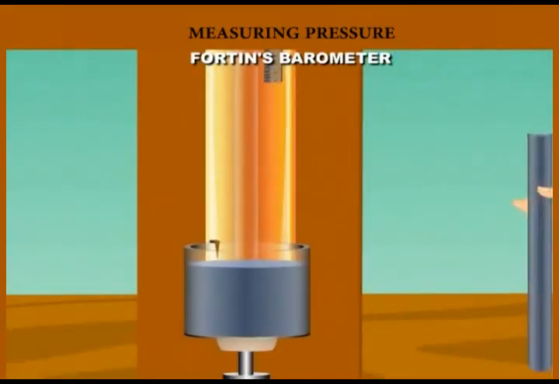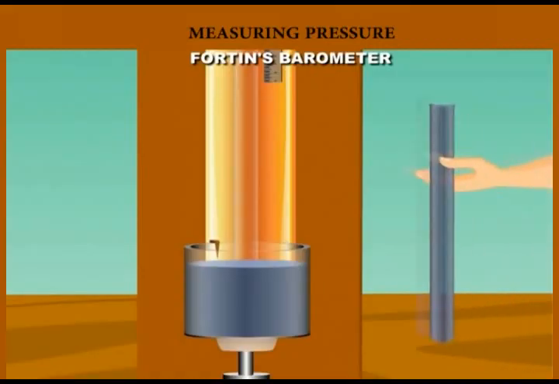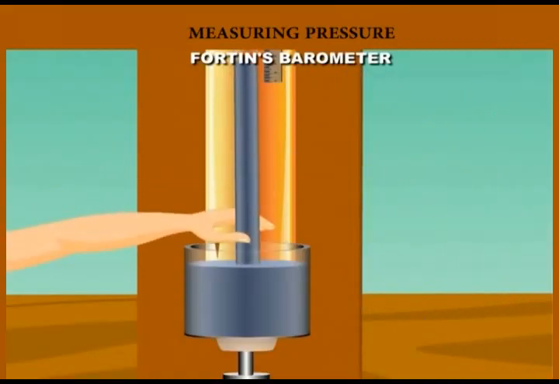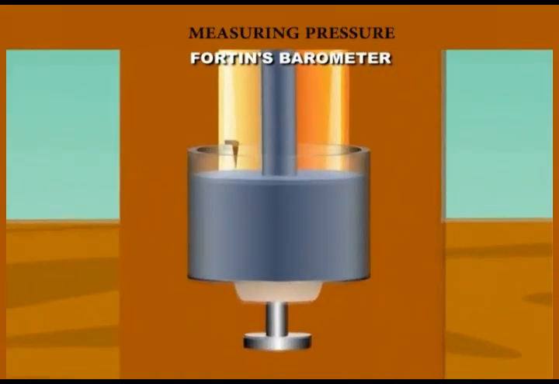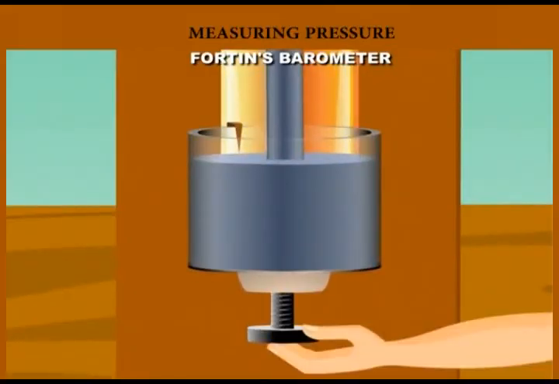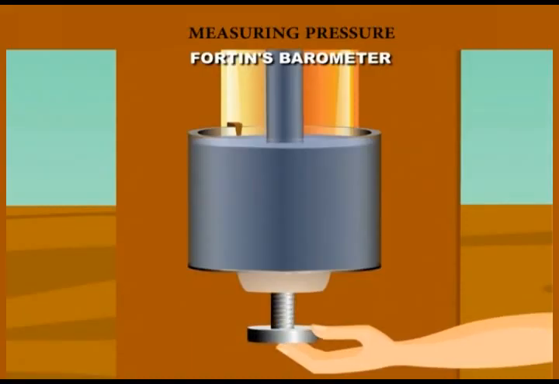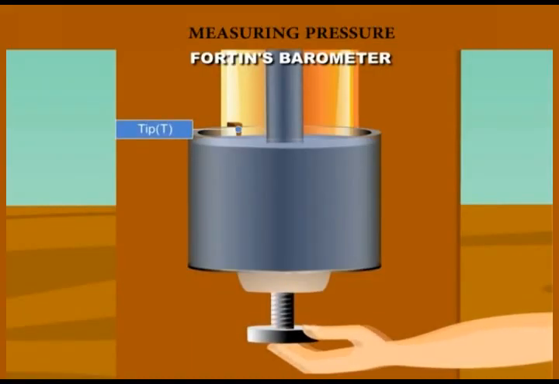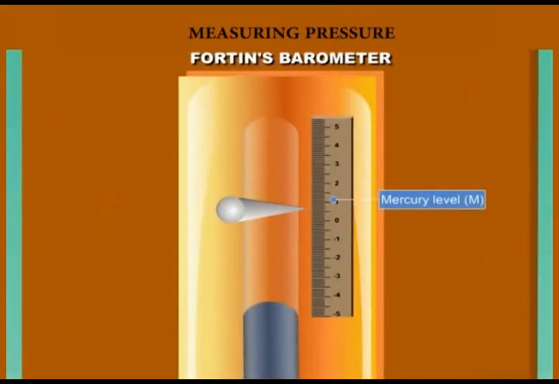A narrow glass tube filled with mercury is inverted and inserted in the mercury reservoir. Adjusting the screw, the mercury level can be made to coincide with the tip. The reading of the mercury level M in the tube gives the atmospheric pressure. A vernier scale is also provided for accurate measurement of the reading.